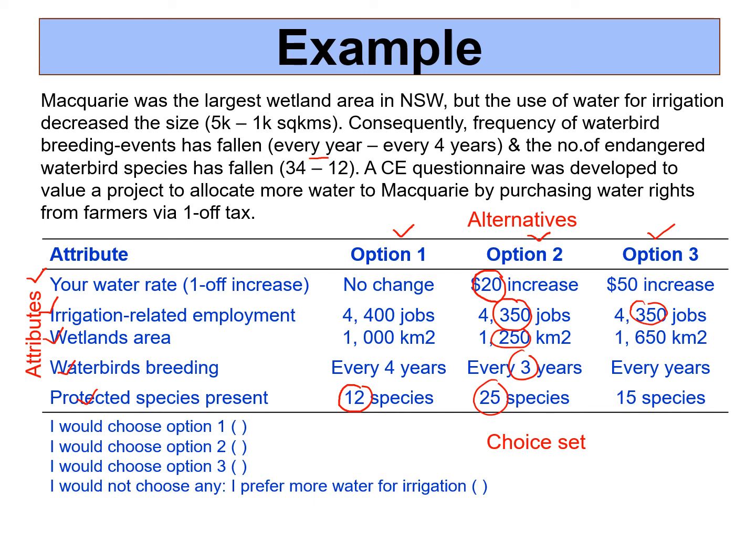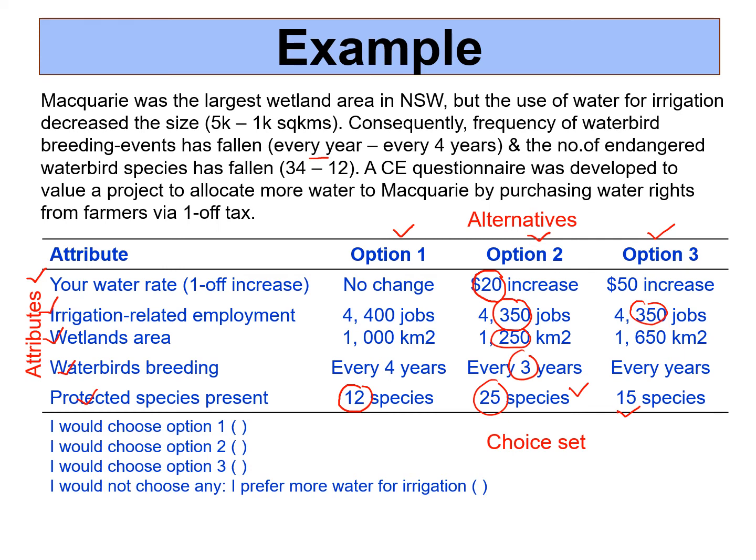And here in option 2, you can protect 25 species, but in option 3, you can only protect 15 species, but your waterbird breeding event is every year. So you have to choose which option you would like to have. Okay, so this is how they design it. You are given a few options and a different range of payment with different attributes.